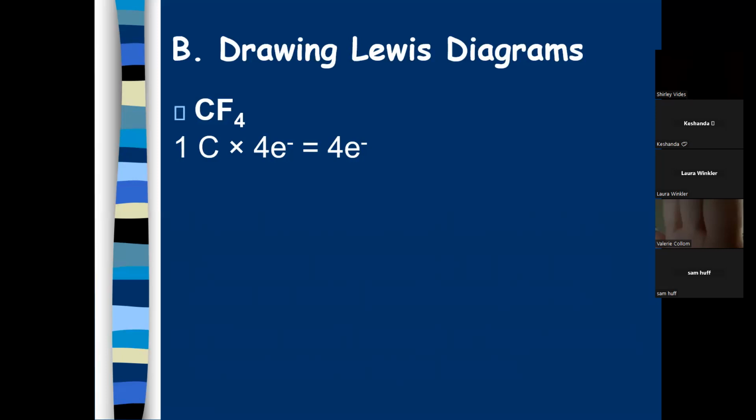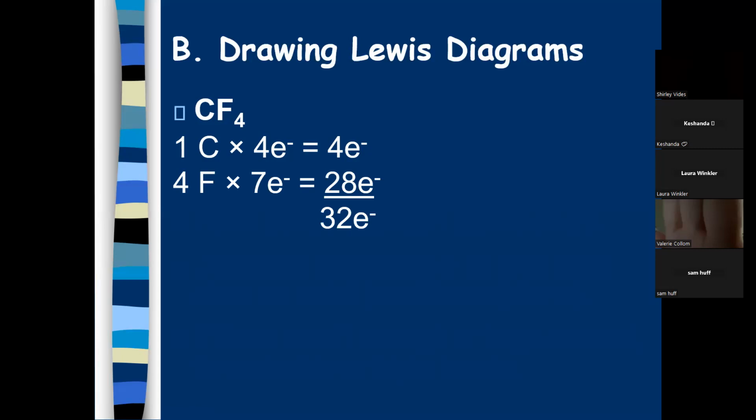The next one is fluorine. Well, there are 4 fluorines, and it is in group 7. So when you multiply, that gives you 28. Now, it says to add all of the electrons together, so we add them, and we get 32. Okay, so that's step 1 right there.